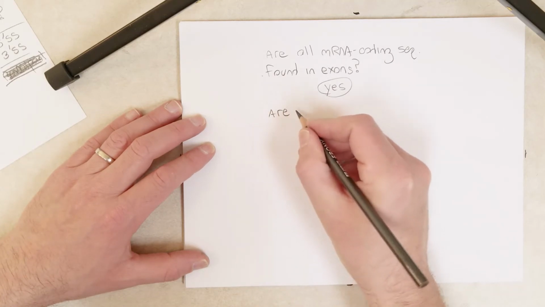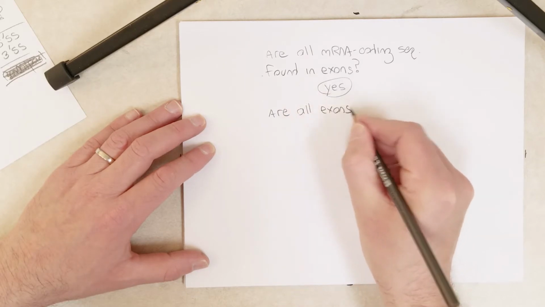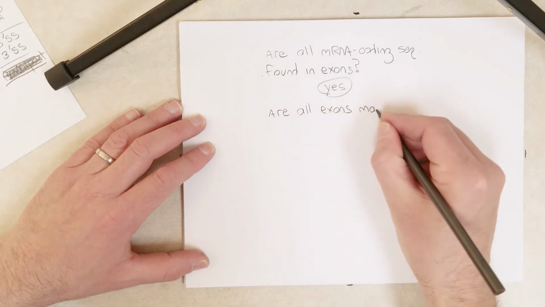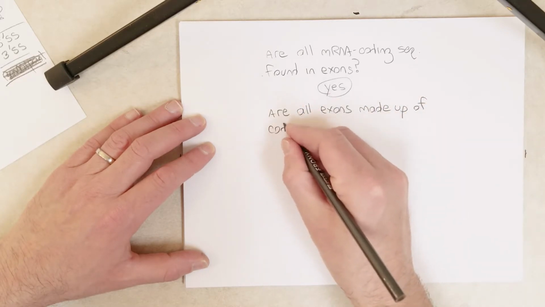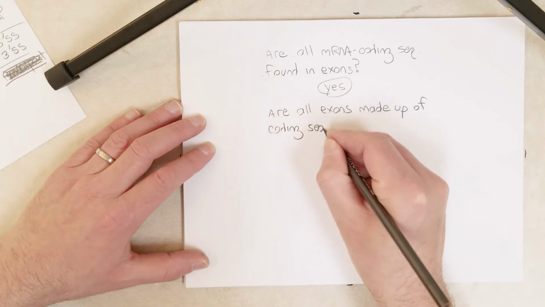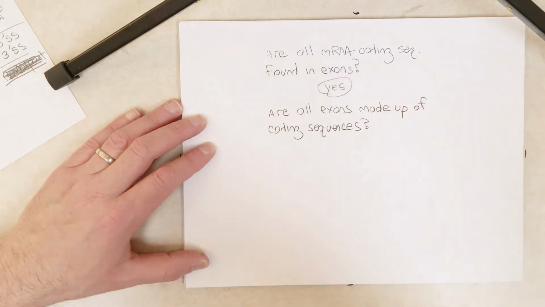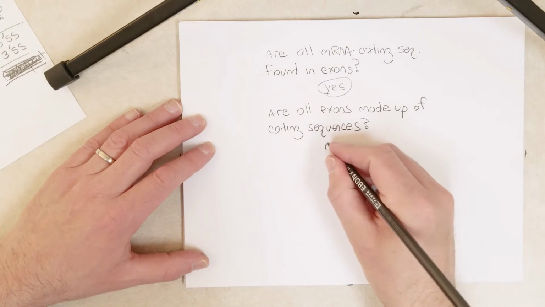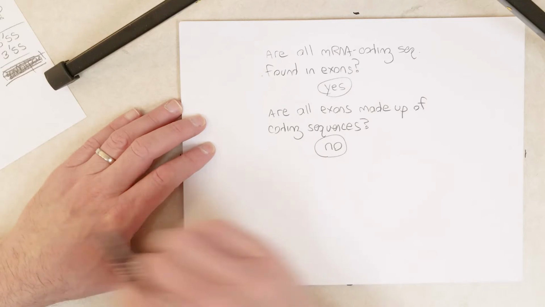So how about the opposite question? Are all exons made up of coding sequences? So are all exons made up of coding sequences? Do all exons contain coding sequences? And for that, if you were paying attention last video, it would be no, right?